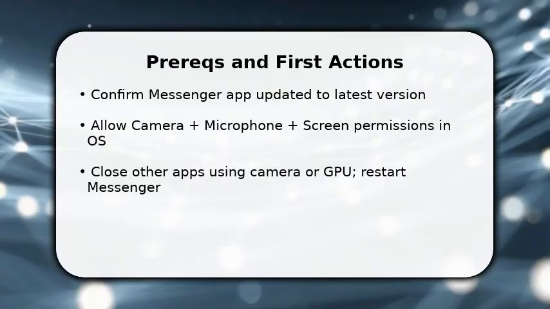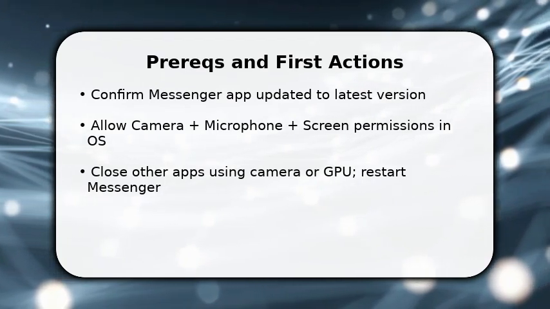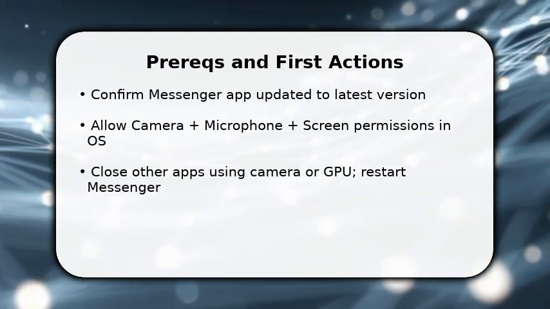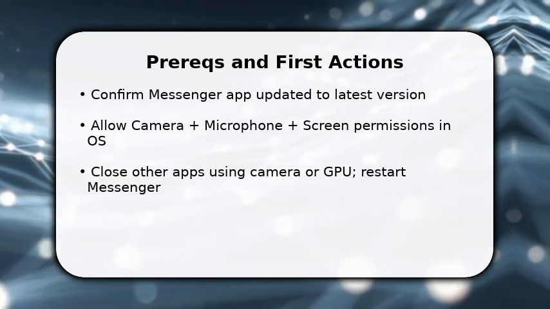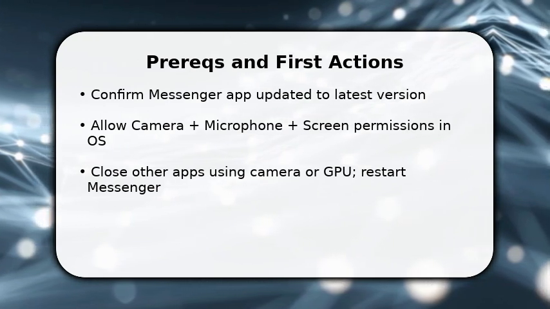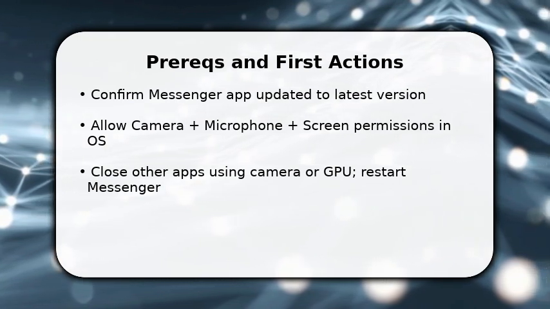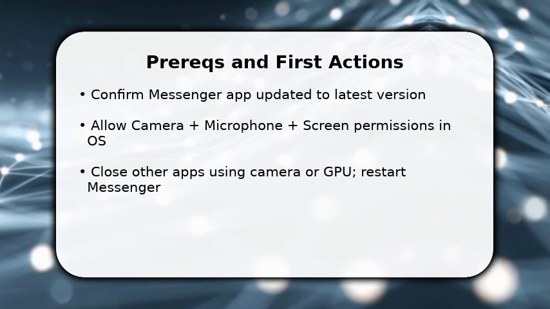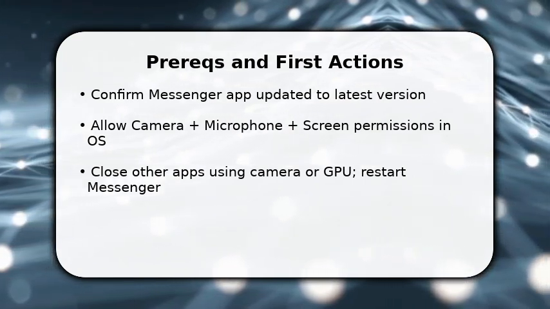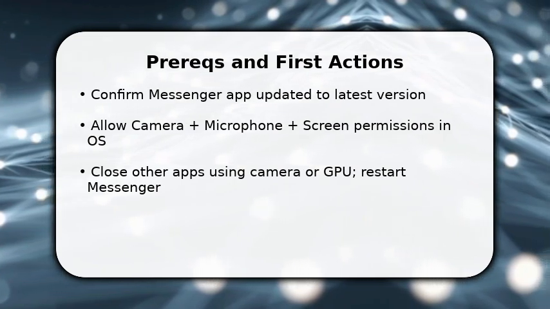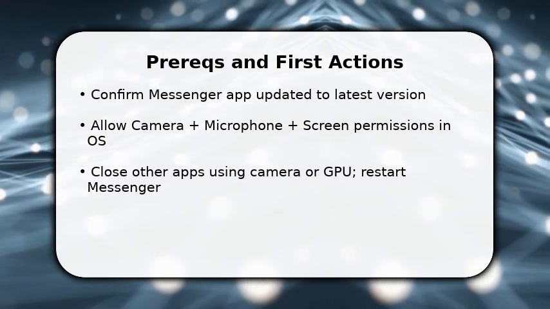Please enjoy the video. You'll start by confirming the essentials. Make sure Messenger is updated and your OS permissions allow camera, microphone, and screen recording. Once done, close any apps that might lock the camera or GPU, like video editors or other conferencing tools, because they block screen capture. Now restart Messenger so permissions refresh. If you're on desktop, run the app as administrator. On mobile, force close and reopen. These first steps remove the common blockers and prepare the app for a clean screen share attempt.